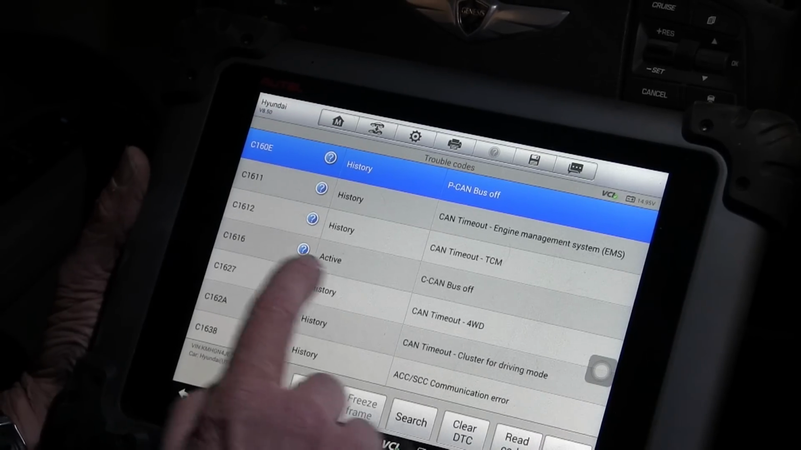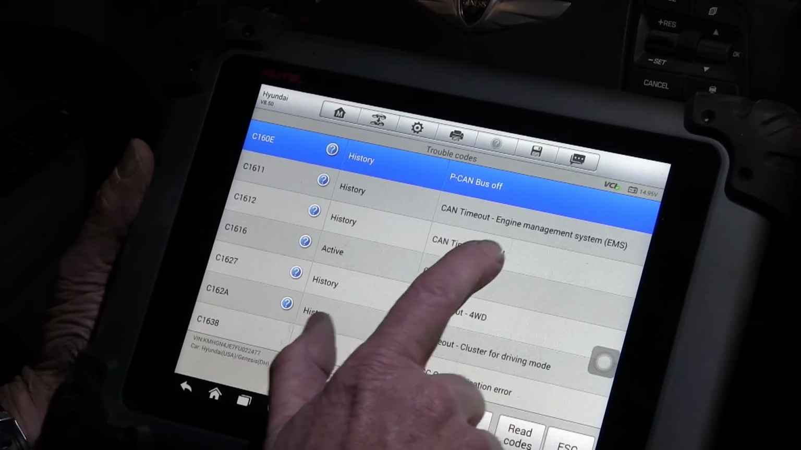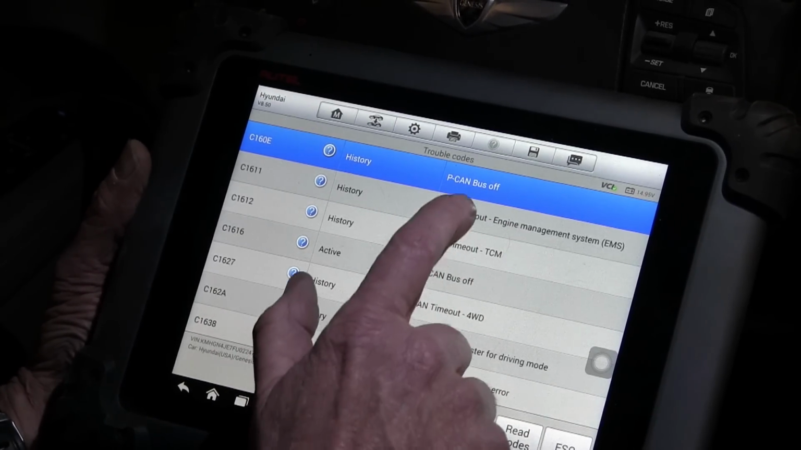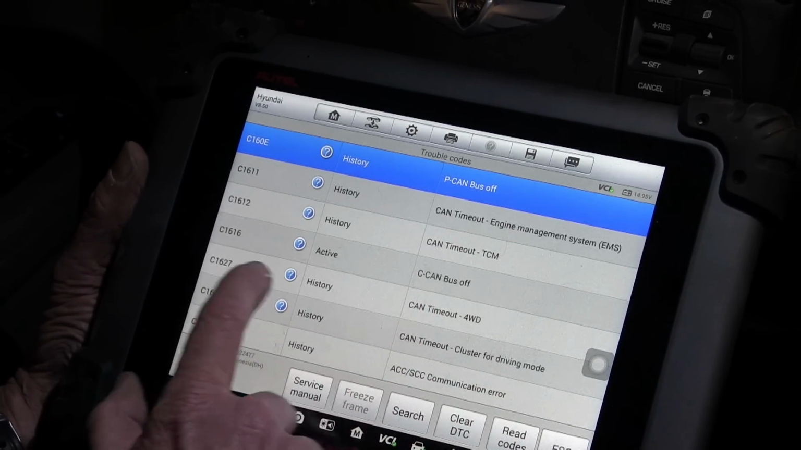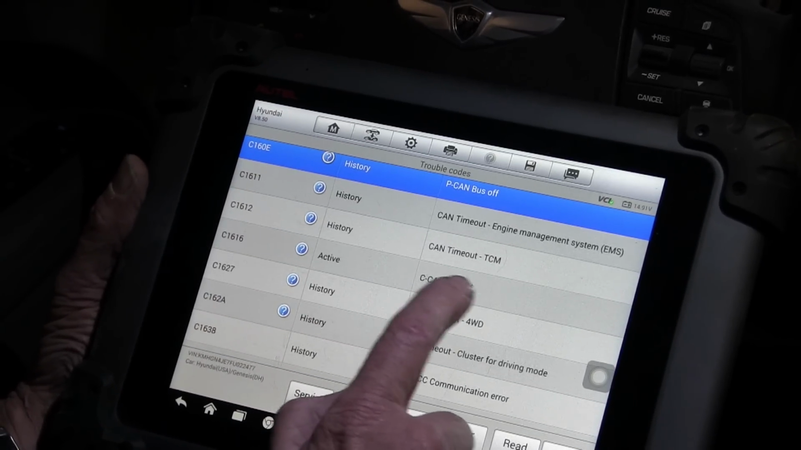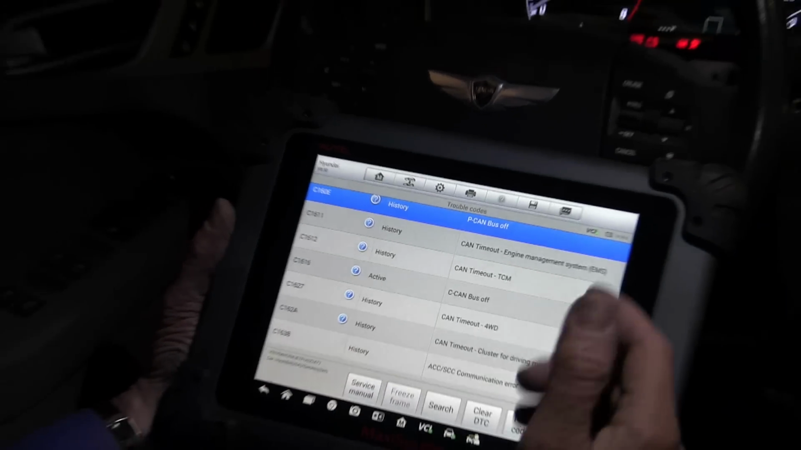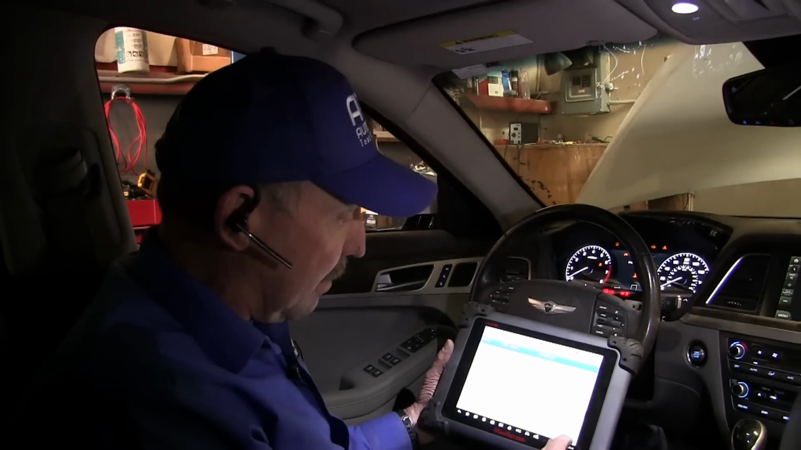Okay, so now we have history codes for the CAN buses and timeouts. This is telling me that the bus is timed out because it has errors. And we have an active code right here where the CAN bus is in an off state. So this is telling me that the high-speed CAN, C-CAN, has a problem.